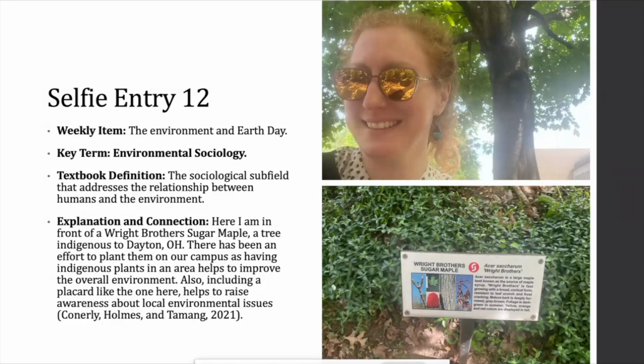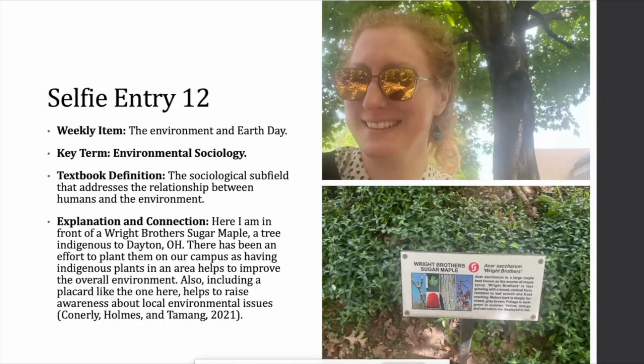There's been an effort to plant them on our campus, as having indigenous plants in an area helps to improve the overall environment. When you're thinking about planning space for your organization, for your company, including and planting indigenous plants rather than invasive species helps with the overall ecosystem in your area. That's a way that we can think about celebrating the environment and doing good for our environment that directly connects to things happening on our campus and in our community.